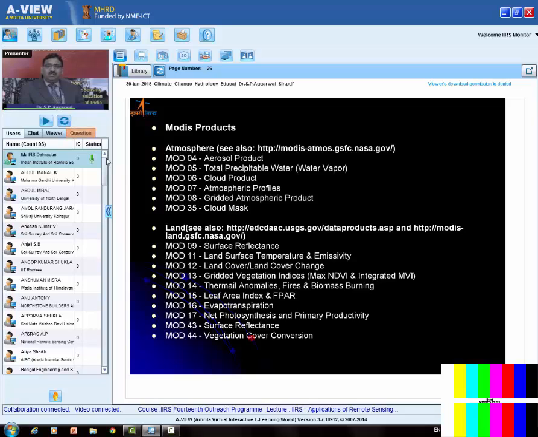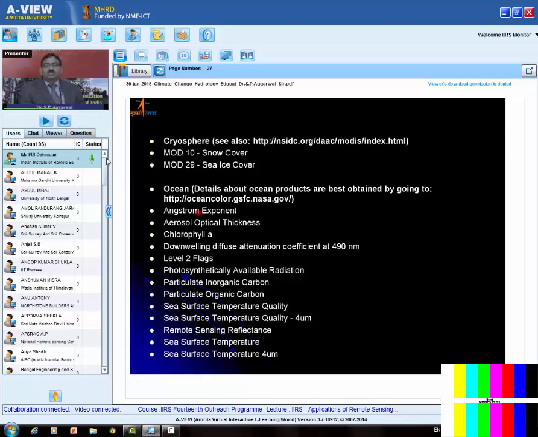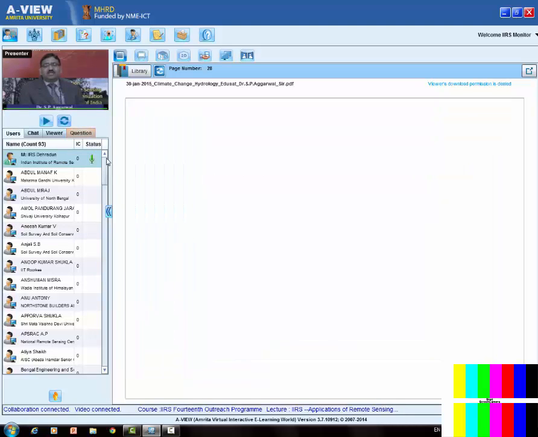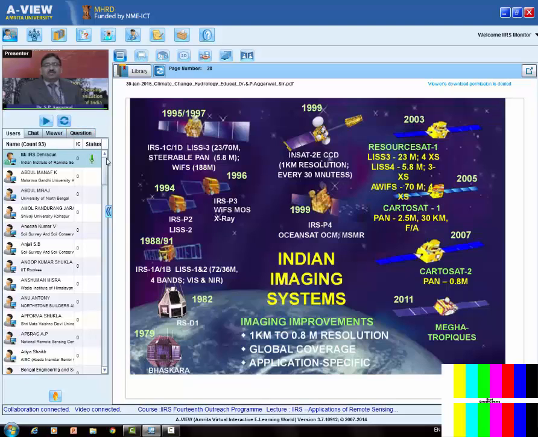MODIS, you are aware, will not only give you land products but also atmospheric products like aerosol product, total precipitable water, cloud product, atmospheric profiles, and gridded atmospheric cloud mass. Land, you are aware about it: leaf area index, evapotranspiration, then surface reflectance, temperature and emissivity. Ocean also, it gives many other products like chlorophyll content. So MODIS is quite famous. You can download the data from the website.